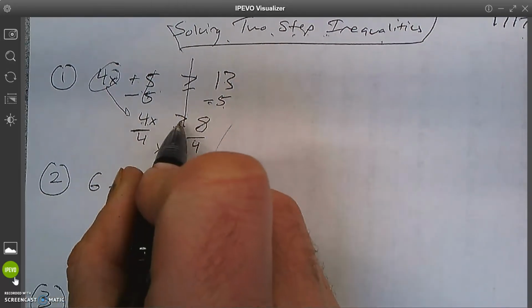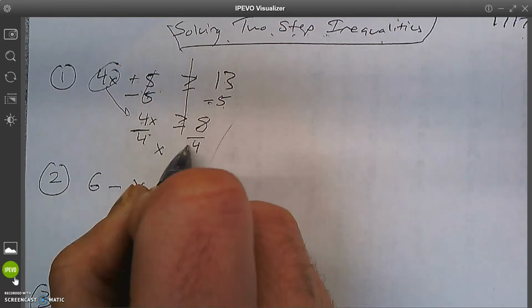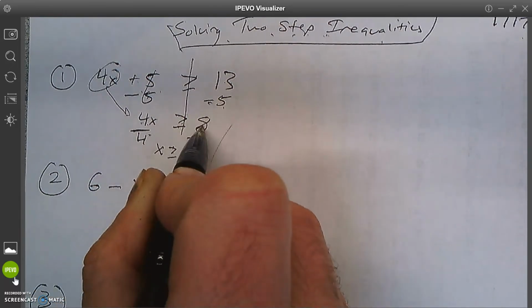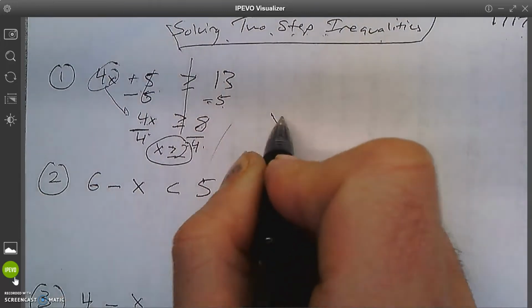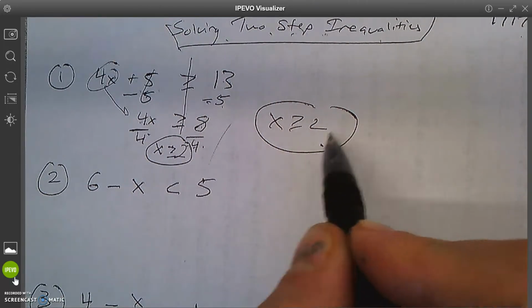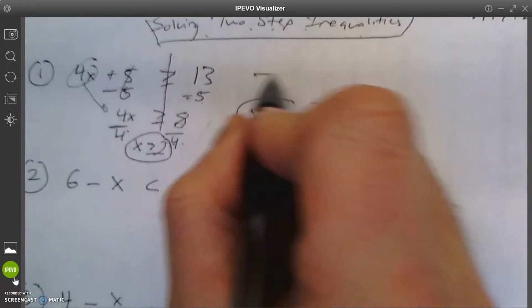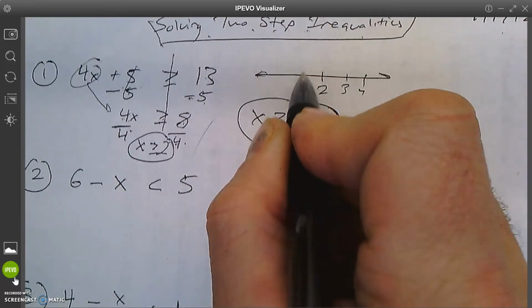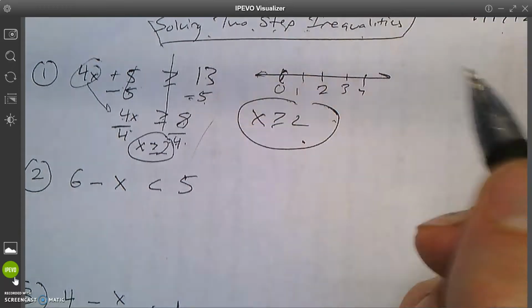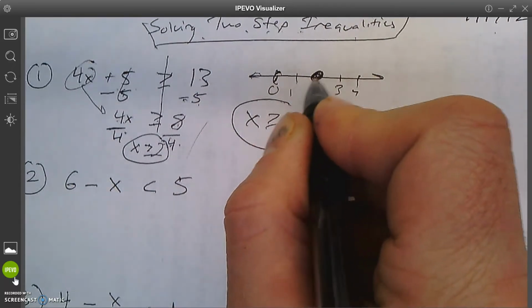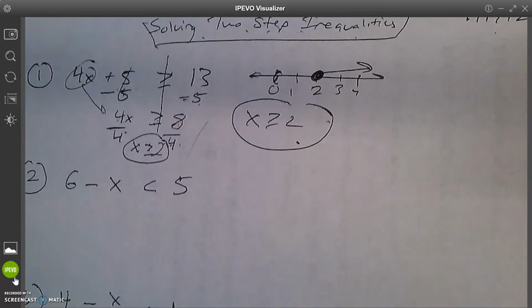There we go. Opposite of multiplication now is division. So x is, do I flip the sign? Nope, because I'm dividing by a positive. So I keep the inequality the same way. 8 divided by 4 is 2. And so x is greater than or equal to 2 is your answer. Now if we were to graph that, 2 here, put some numbers above it, put some numbers below. And we have greater than or equal to, so shade in the circle, and boom, to the right.